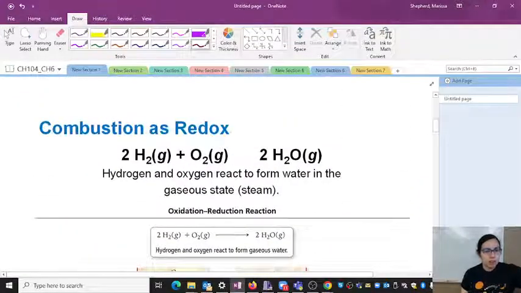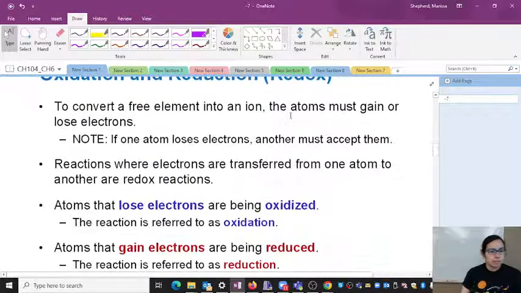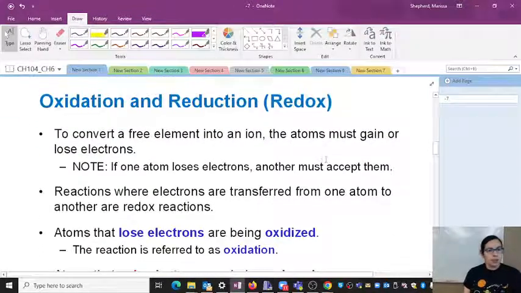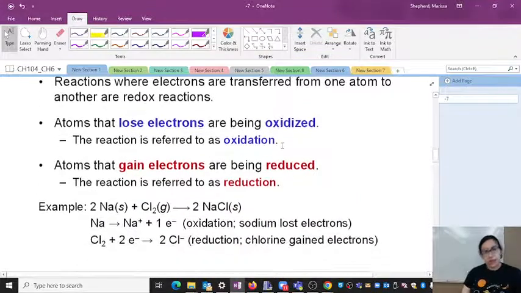So this is another redox reaction. If we have a redox reaction, that means we have elements that are either losing electrons or gaining electrons. Atoms that lose electrons are being oxidized, and anything that gains electrons is being reduced.